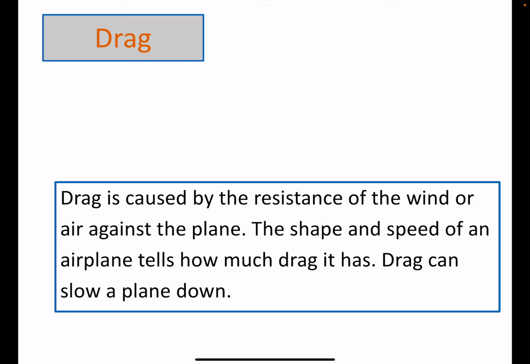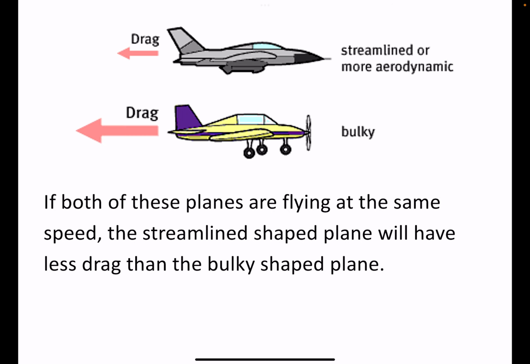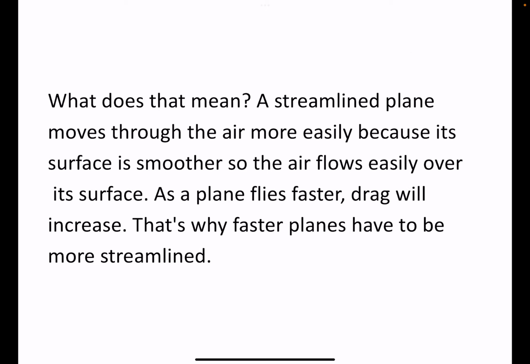When moving at the same speed, a smoother surface allows air to flow over it more easily. If both of these planes are flying at the same speed, the streamlined shaped plane will have less drag than the bulky shaped plane. What does that mean? A streamlined airplane moves through the air more easily because its surface is smoother, so the air flows easily over its surface. As the airplane flies faster, drag will increase. That's why faster airplanes have to be more streamlined.